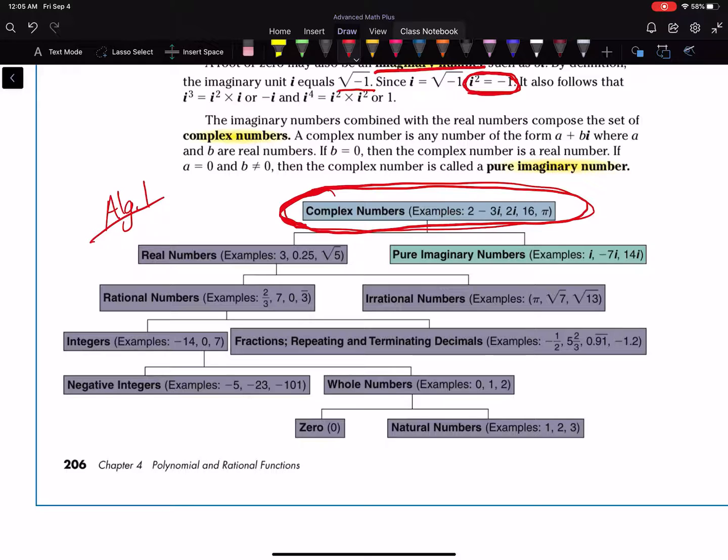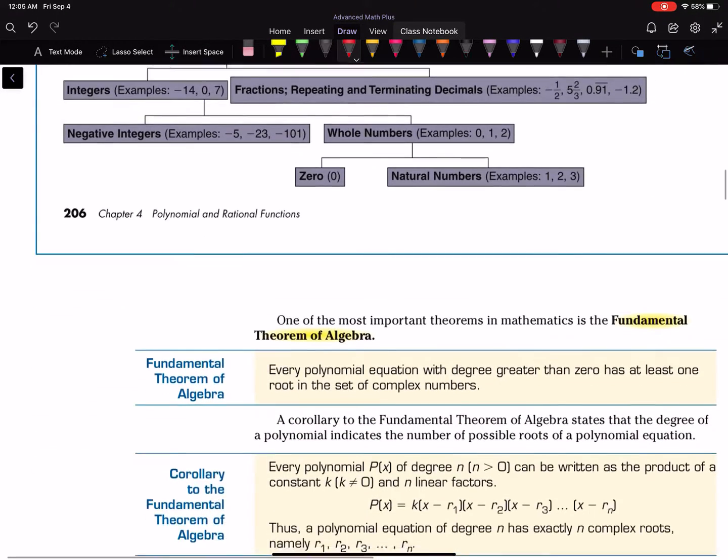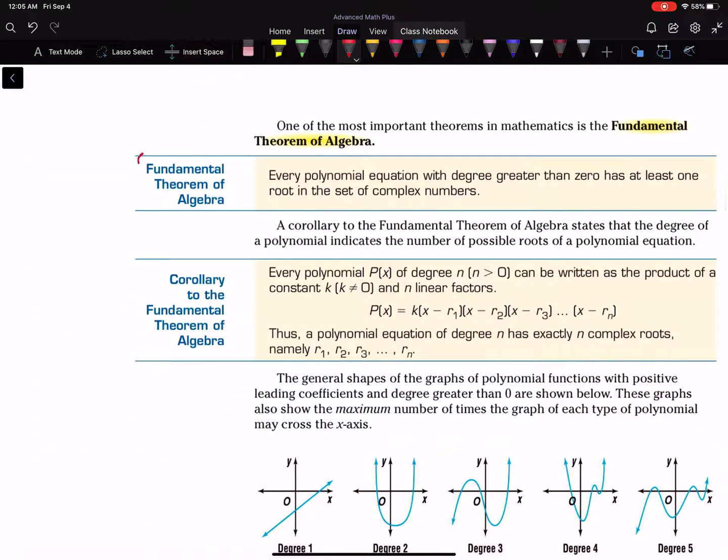There's no more after this, okay? You have learned all your numbers, finally. Complex numbers are all the numbers on Earth. So that brings us to our Fundamental Theorem of Algebra.